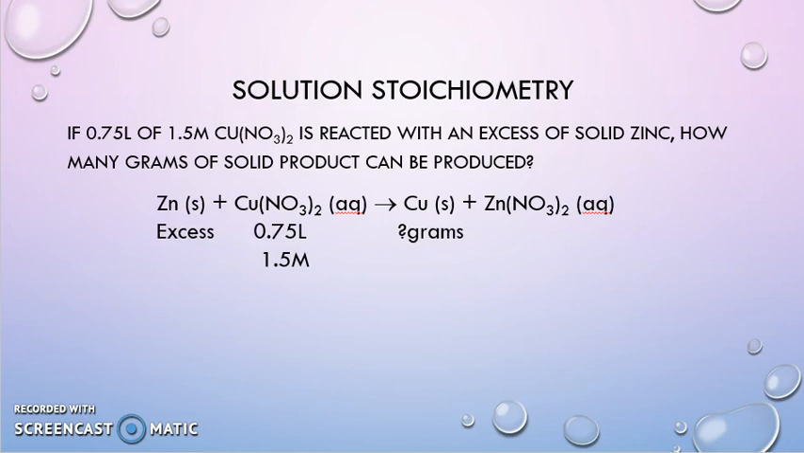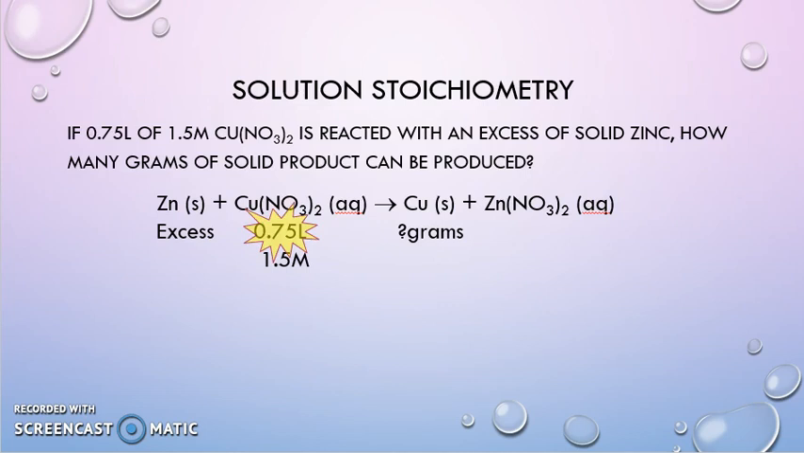In this case now, I have a very clear path forward. I know that I'm probably going to have to start with this copper(II) nitrate since it's the only information that I have given, and I'm being asked about grams of copper, so now I have a destination and endpoint. Time to start our stoichiometry problem.